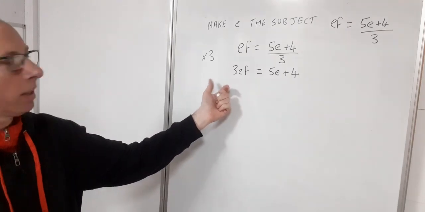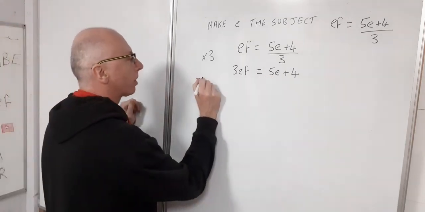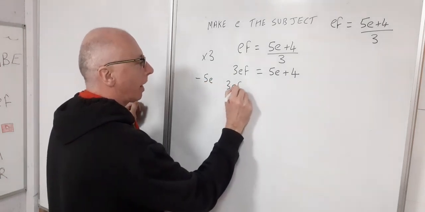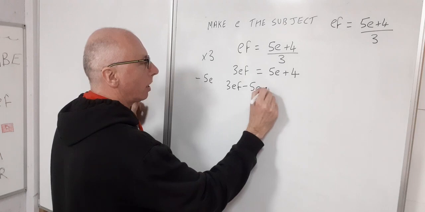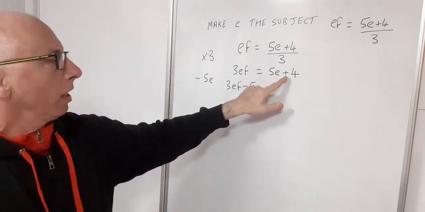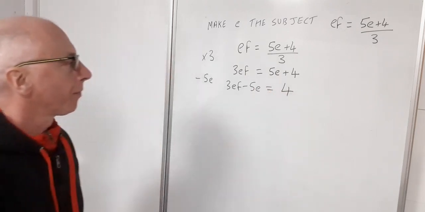Okay, now obviously I want to make E the subject, so let's get all my E's onto this side. So if I subtract 5E from both sides, let's go with that first. So now I'll have 3EF minus 5E. Subtract 5E from this, that will disappear, and I'll just be left with this constant, which is 4.